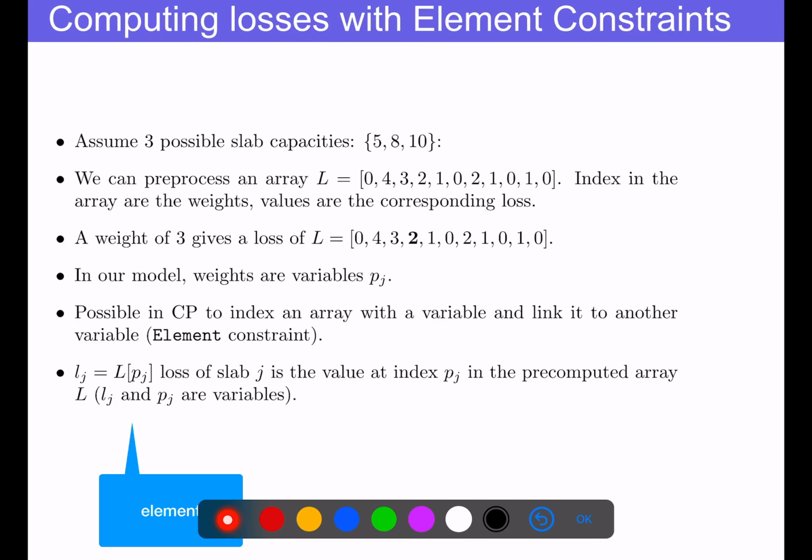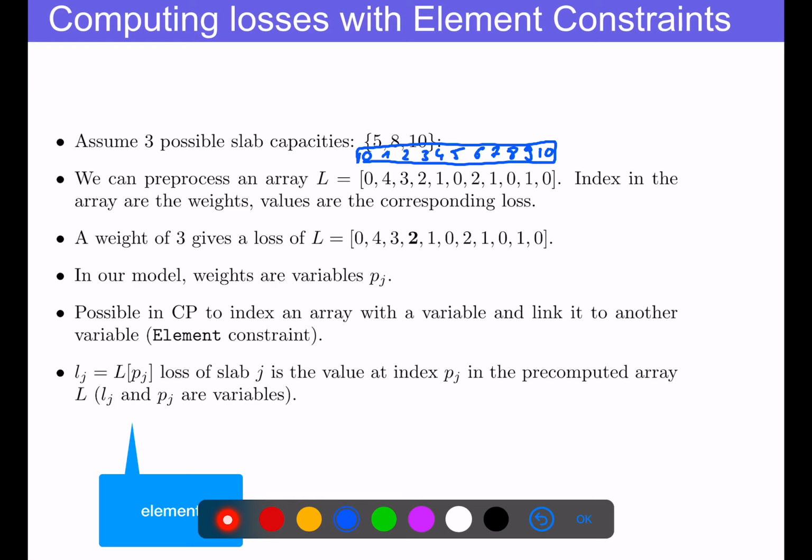So first, how do we compute the loss of a slab? Assume that I will create a small example, and everything will become clear, hopefully. Assume that I have available 3 different slab capacities: a slab with capacity 5, 8, and 10. Then I can pre-process the array by assuming that the slab will be filled at different levels. Okay, I can pre-compute this array, and this array corresponds to the indices 0, 1, 2, 3, 4, 5, 6, 7, 8, 9, 10.